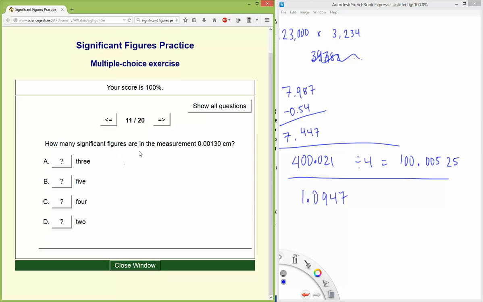How many significant figures are in this measurement? Three, right? Because the leading zeros are not significant. So we got all these zeros over here. They are not significant, but this one is. So we have 3.